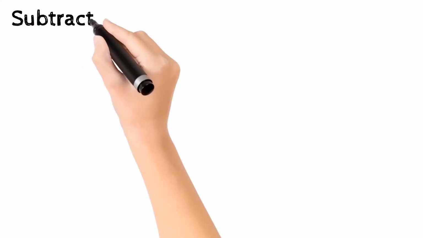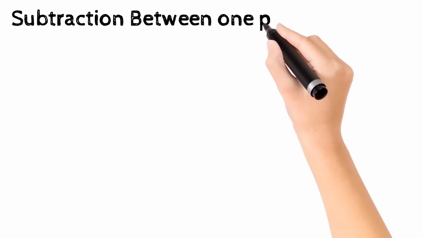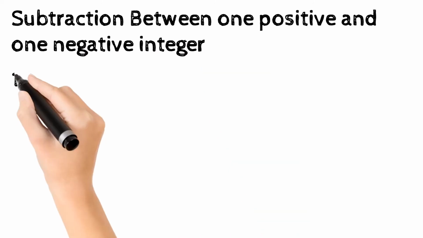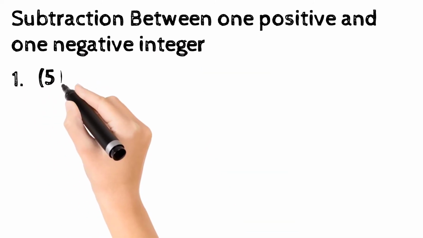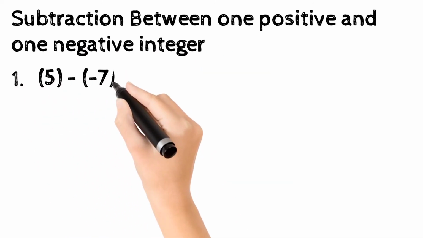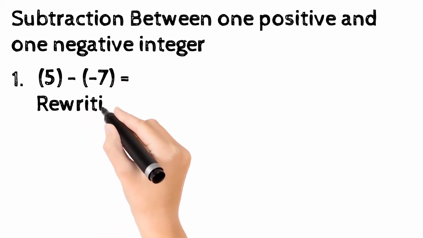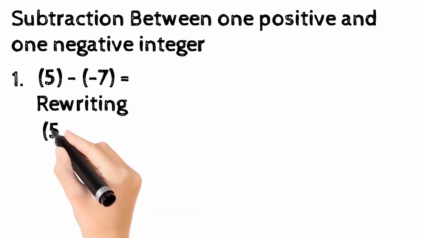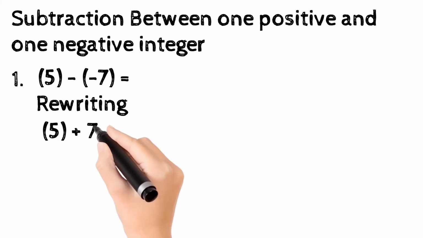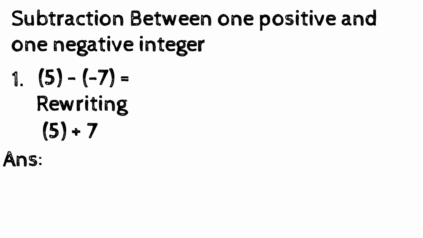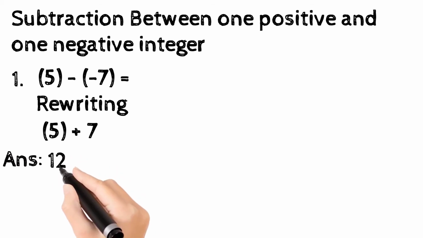An example, subtraction between one positive and one negative integer. First question, inner bracket 5 minus inner bracket minus 7. So let's rewrite the question: 5 minus into minus plus 7 is equal to plus into plus plus. So 5 plus 7 is equal to 12.